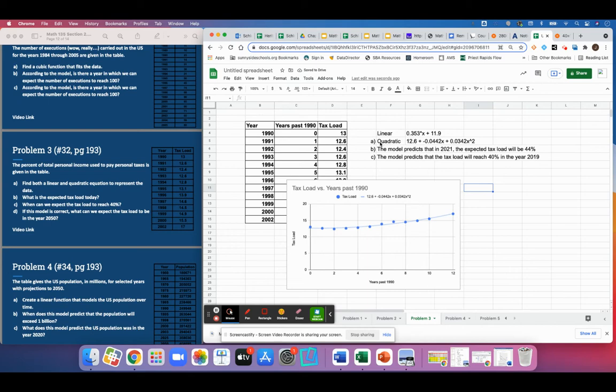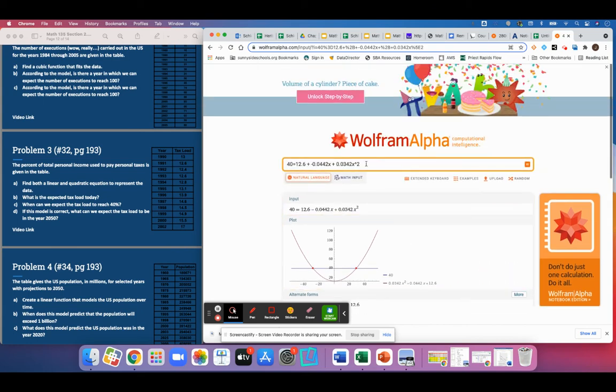We could run those numbers for the linear as well. And if this model is correct, what can we expect the tax load to be in the year 2050? Holy moly, I hope that this model is not correct. That's going to be 60 that we're going to need to put in there for it, everyone. And we're probably going to get a pretty awful number here because nobody wants to pay taxes. So I hope that this model is not correct.